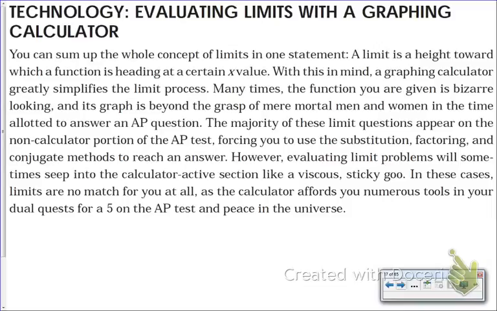Most of the time the function will look really weird, but as soon as you enter it in your calculator, you can pretty easily figure out what the answer would be. The easy questions will appear on the non-calculator portion, and the more difficult questions will appear on the calculator portion. So keep that in mind as you go.